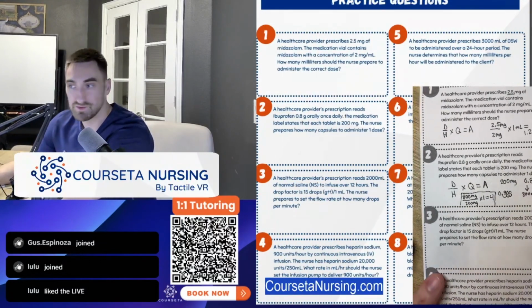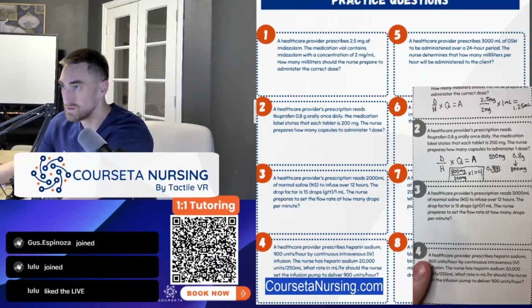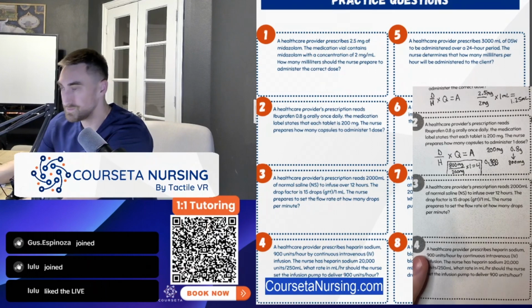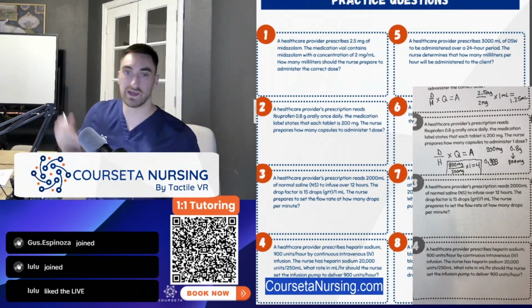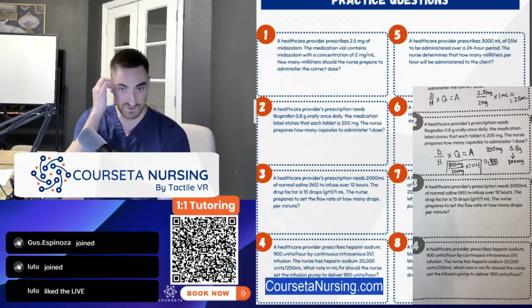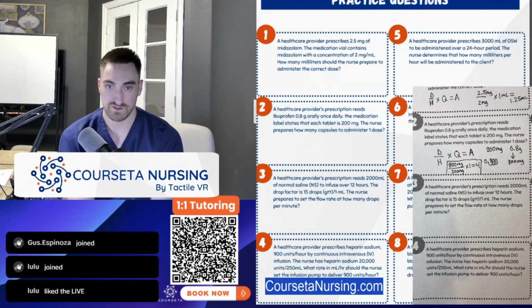So let's go ahead and do number 3 here. I'll make it parallel there so it's easier. Number 3 reads, a healthcare provider's prescription reads 2,000 mLs of normal saline to infuse over 12 hours. The drop factor is 15 drops per 1 ml.